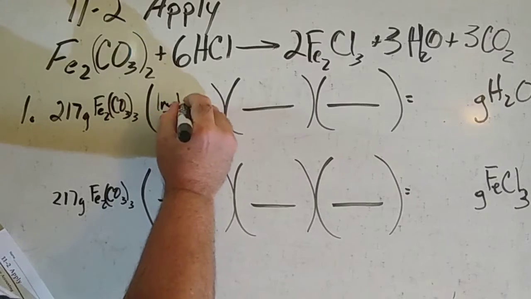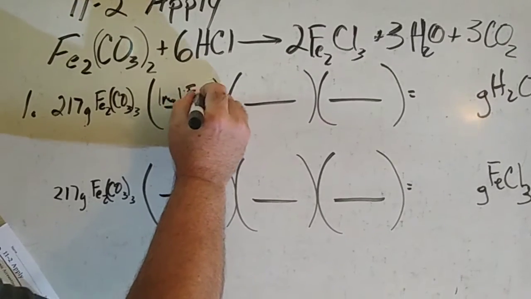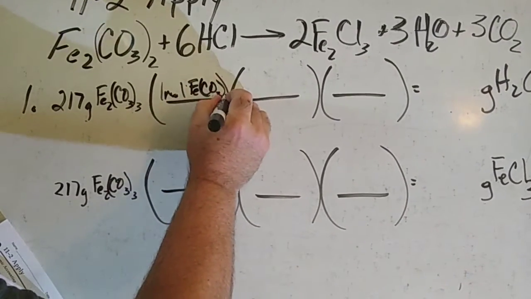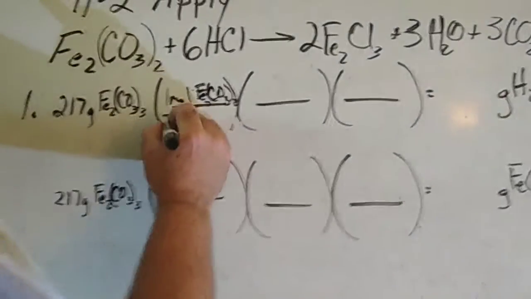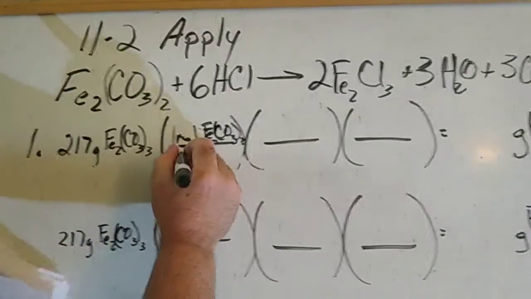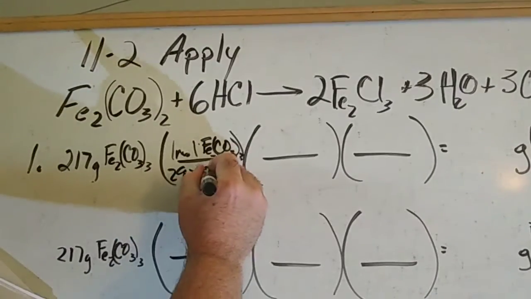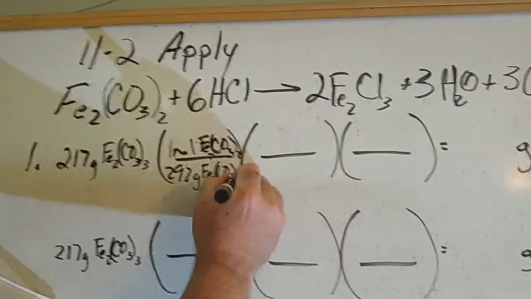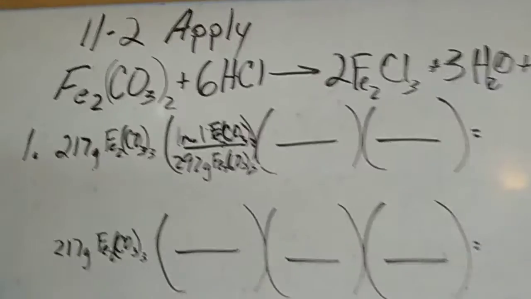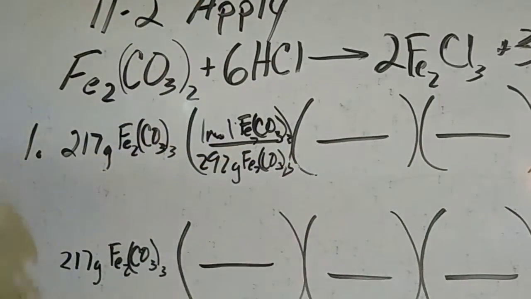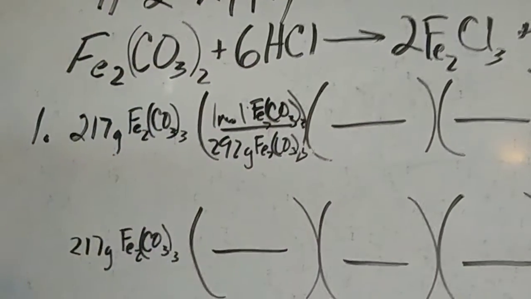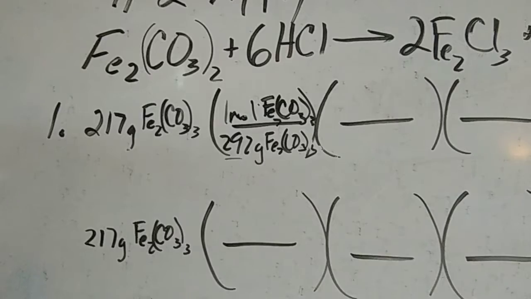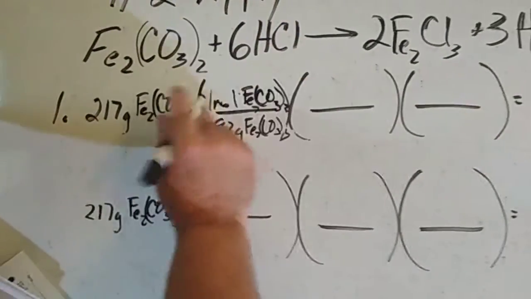So 1 mole of FeCO3 is 292 grams of Fe2CO3. And how did we get the 292? We look on our periodic table. We add up all the parts of iron 3 carbonate, and it adds up to 292 grams. That gets me my moles.